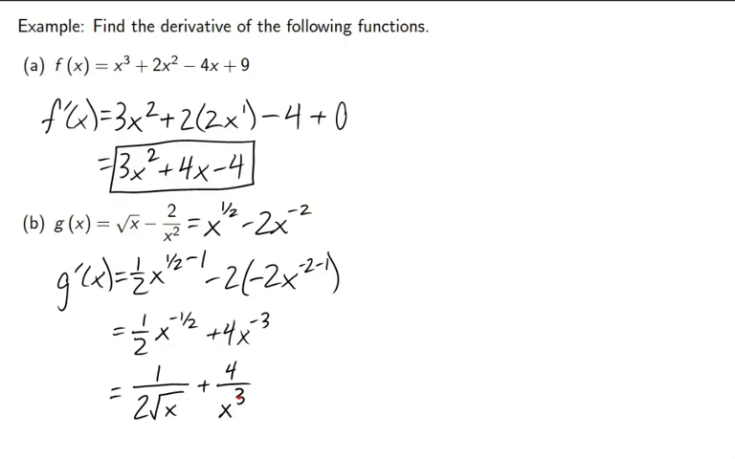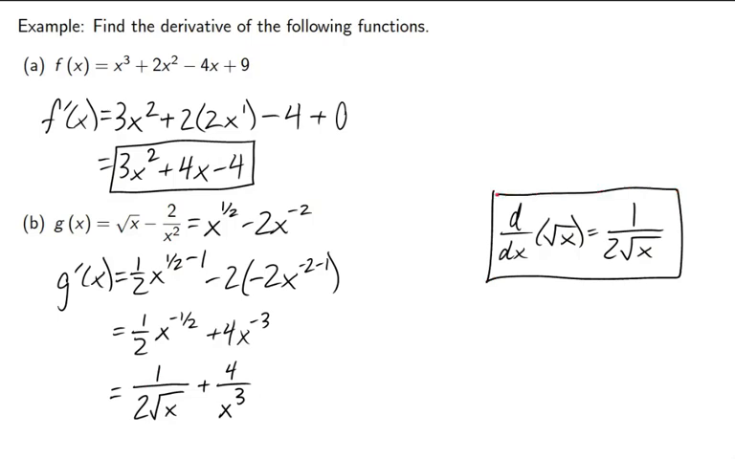Now, one thing that comes up so commonly when taking derivatives that you might as well memorize a rule is this one. You will use this so many times. What I did a minute ago to get here was I took the square root of x, I rewrote it, I used the power rule and simplified, and then put it back in terms of positive exponents and roots. This rule can be used every time you have the square root of x, and it comes up so commonly, it's nice to know that the derivative is 1 over 2 square root of x.